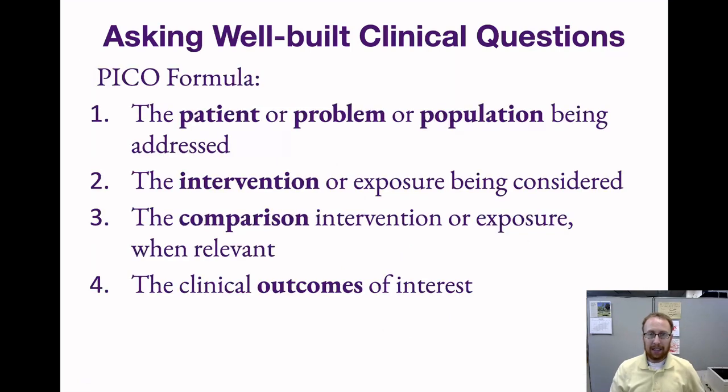So on this next slide, it's just an overview of what the PICO formula looks like. This may be a review for you, but if it isn't, I just want to give a real quick introduction. The P is going to be a patient, problem, or population that's going to be addressed. I is the intervention or exposure being considered. C is a comparison if there happens to be one. And O is the outcomes. And sometimes with this, you'll also see a T, which could be timeline.